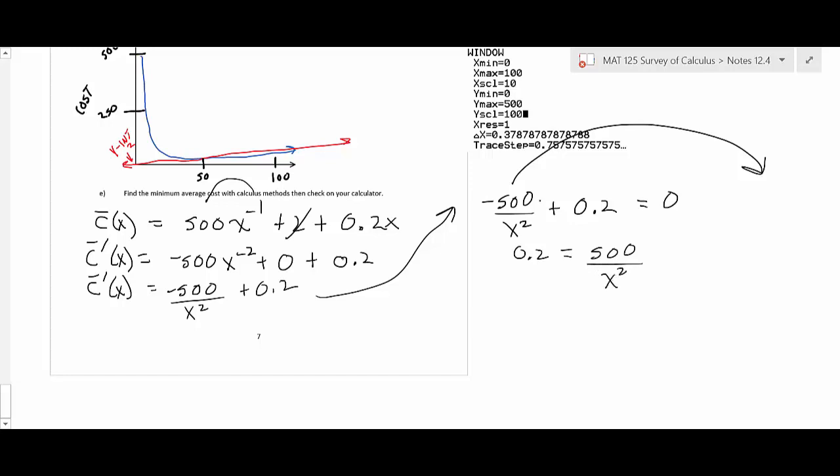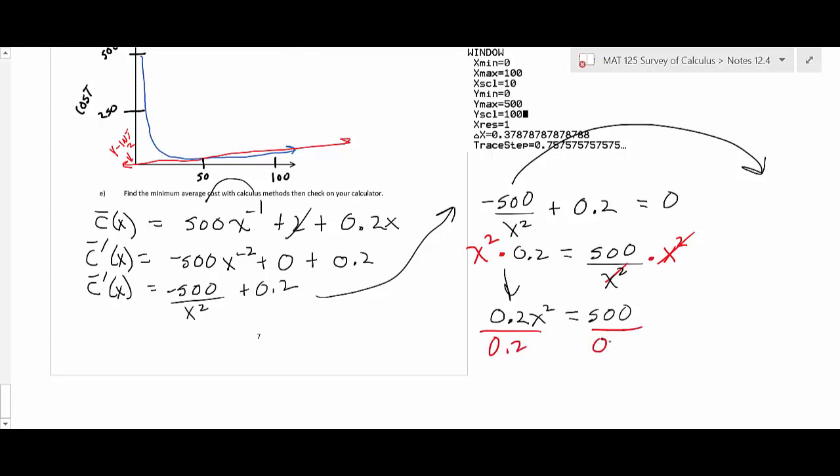Now you have an equation with a fraction in it, so your goal when you solve this equation is just to make the fraction go away. So we're going to multiply both sides by x squared. That's going to leave us with 0.2x squared equals 500. Now how do you finish solving an equation like that? Divide by 0.2. Divide by 0.2 and then what? Square root. Good. You got to do a square root.